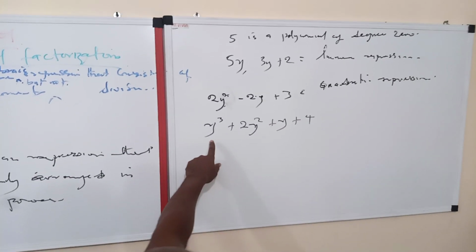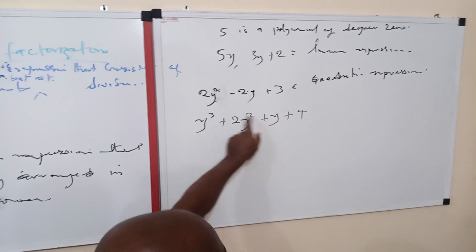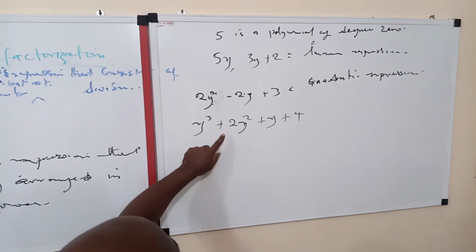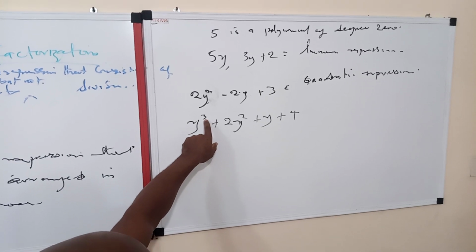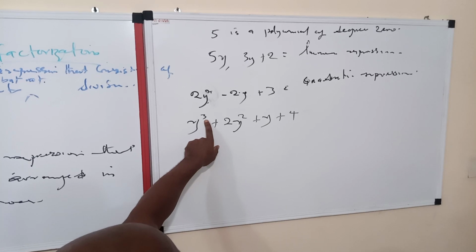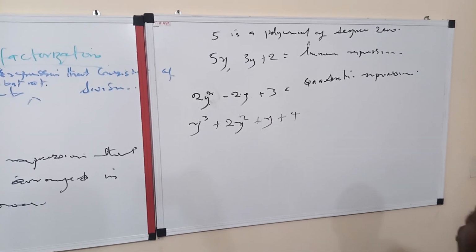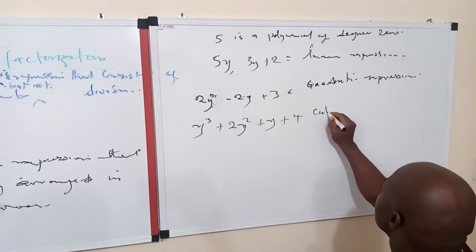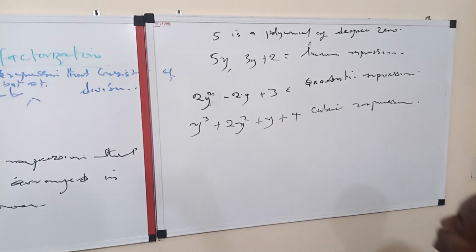Now let's also consider other ones. This kind of expression, as we have also said, you can see that the powers of the polynomial are also in the descending form, and the highest power here is 3. So we say this polynomial is of degree 3, and sometimes we call it a cubic expression.